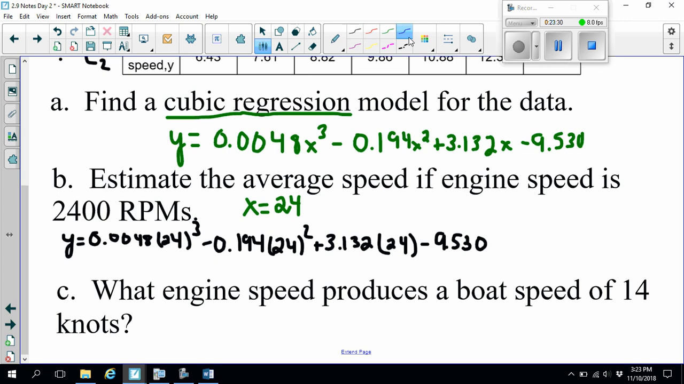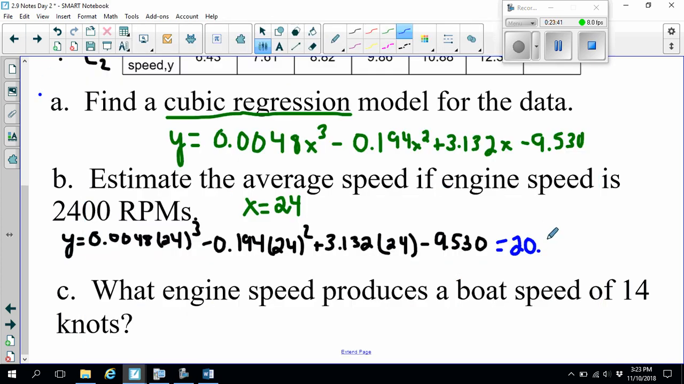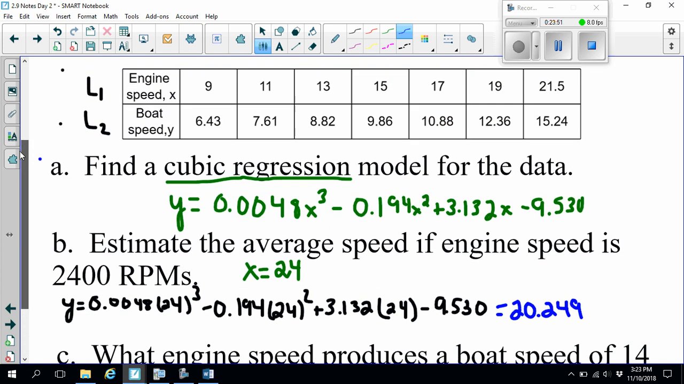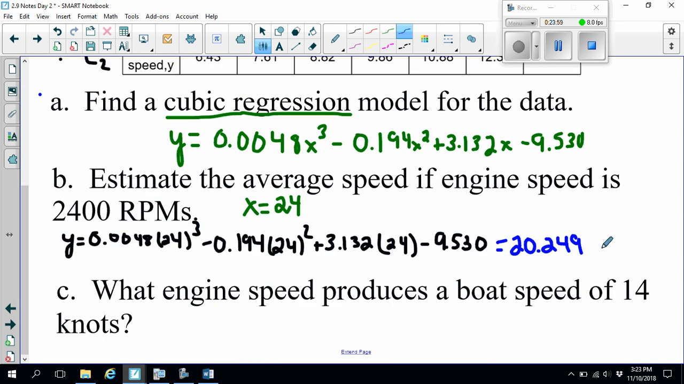So our answer here, and I'll put it in blue, is 20.249. And because this is a real world problem, please do not forget your labels, okay? If we go back up to figure out what the label for our y is, they said that it's in knots. So all you have to do is write the word out, knots. There we go, and that would be your answer there.